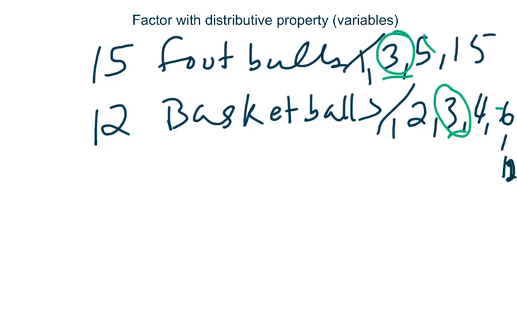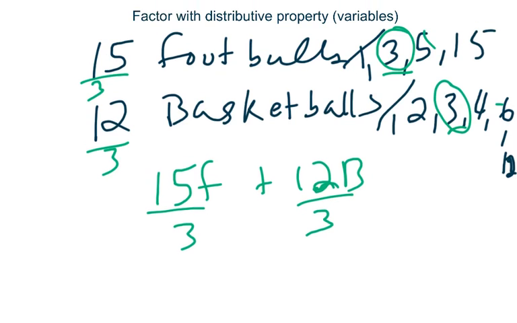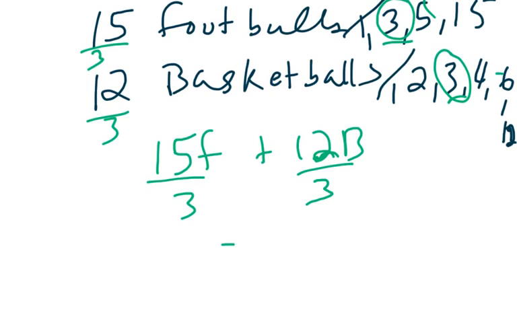So you can make 3 groups. And if you divide each of these by 3, so let's rewrite this as what you would normally see it as. We'll do 15F plus 12B. This is how a problem will normally be written, and they ask you to factor it. So we can divide both of these by 3. And so what it gives us then is that 15 divided by 3 is 5 footballs, plus 12 divided by 3 is 4 basketballs. So each group that you're going to get has 5 footballs and 4 basketballs, and you're going to have 3 of those groups.